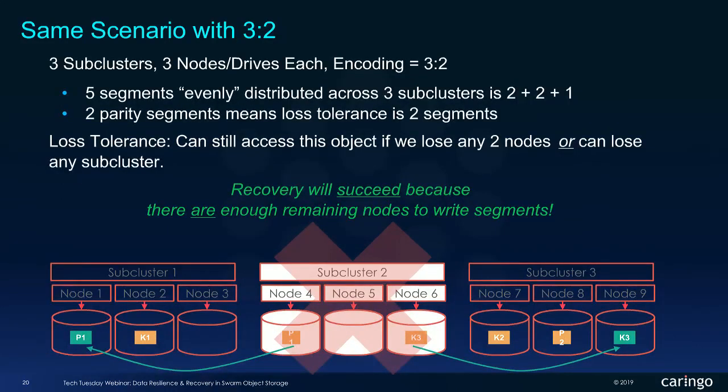If you had the same hardware with a 3:2 encoding, that means you're going to distribute it across with 2, 2, and 1, 5 segments, 3 plus 2. You can lose any one of these boxes and still be able to fully recover. So you can still recover it such that you have a maximum of 1 segment per volume.